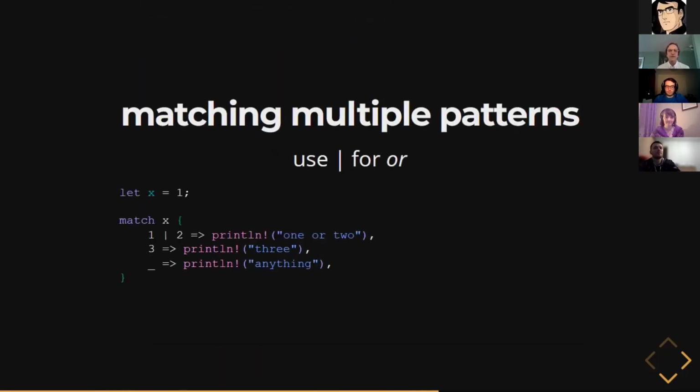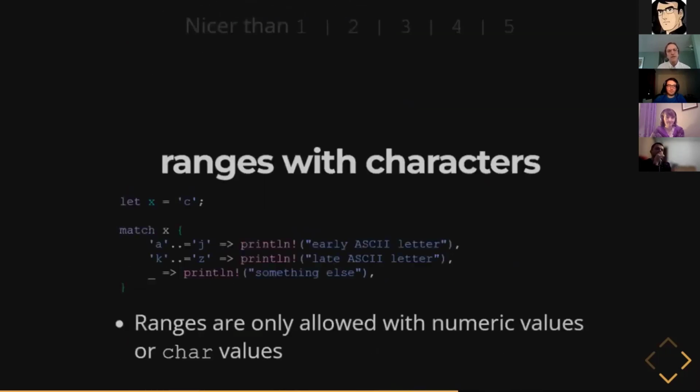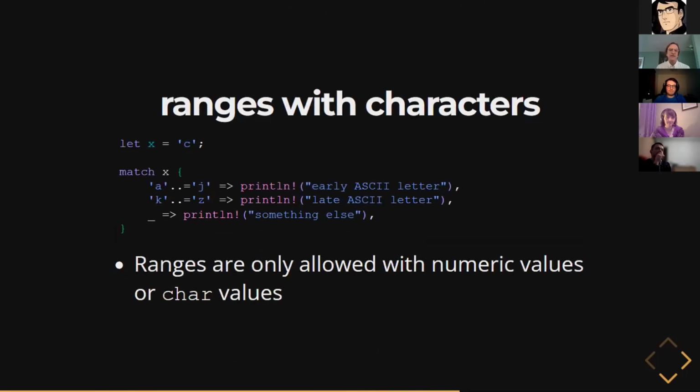And then we use pipe for or, so we can match 1 or 2 with this syntax here. And we can match a range with the usual range syntax. So we don't have to type 1 or 2 or 3 or 4 or 5. We can type 1 to 5 as a range. And we can also do that with characters, which isn't too surprising, I guess, if you think about it. Characters are just u32s. But that's it: numeric types, what is there, 17 kinds of numbers, and then characters. That's all you can use the range with.